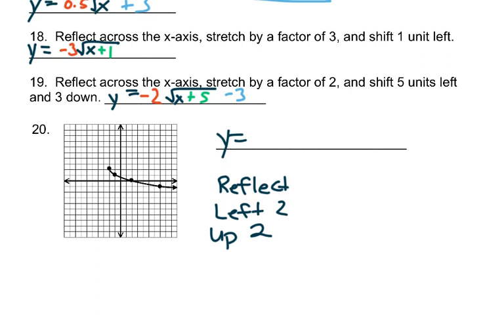So reflected means I'm going to put a negative in front of my square root. So I have a negative in front of my square root. Left 2 means inside my square root, I'm going to have an x plus 2 because it's opposite on the inside. And up 2 means I'm going to have a plus 2 on the outside of the square root.